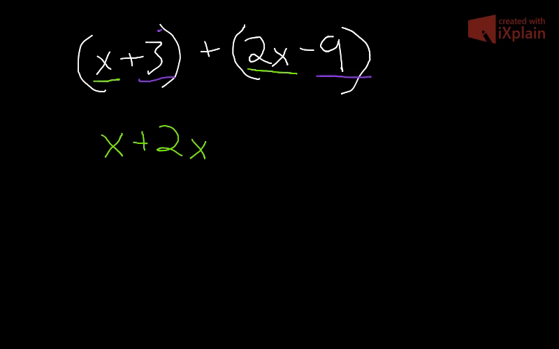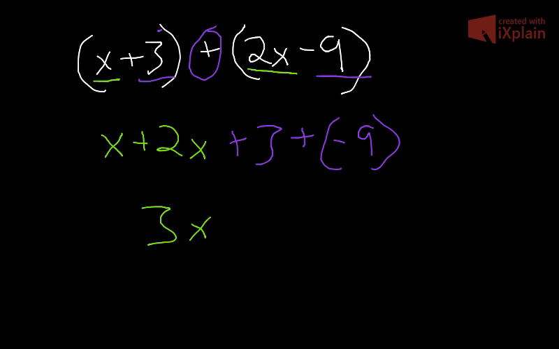and now let's add those constant terms together. So we have the 3 and minus 9. You can think of it as 3 minus 9, or you can think of it as 3 plus negative 9. So right now let's do 3 plus negative 9, since we're still using that plus in the middle to do the problem. Okay, and now let's just simplify it out. So x plus 2x becomes 3x. And then 3 plus negative 9, same thing as 3 minus 9, which is going to be negative 6. So there's our final answer.